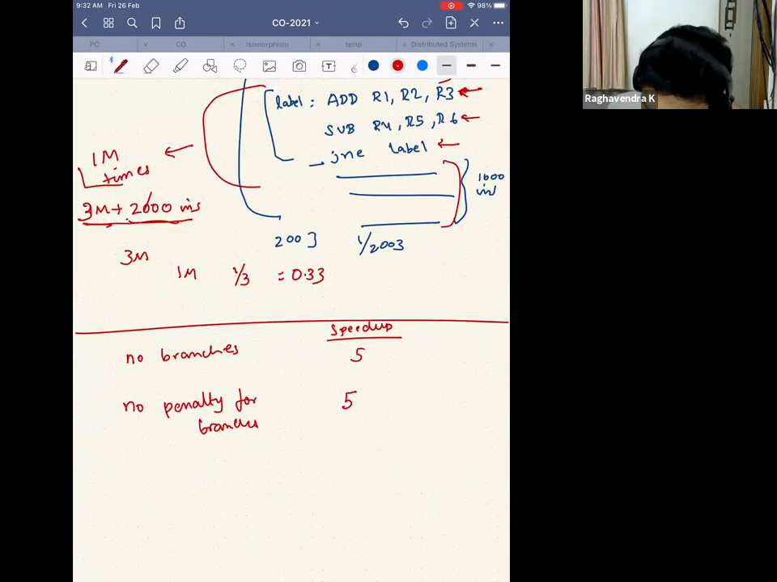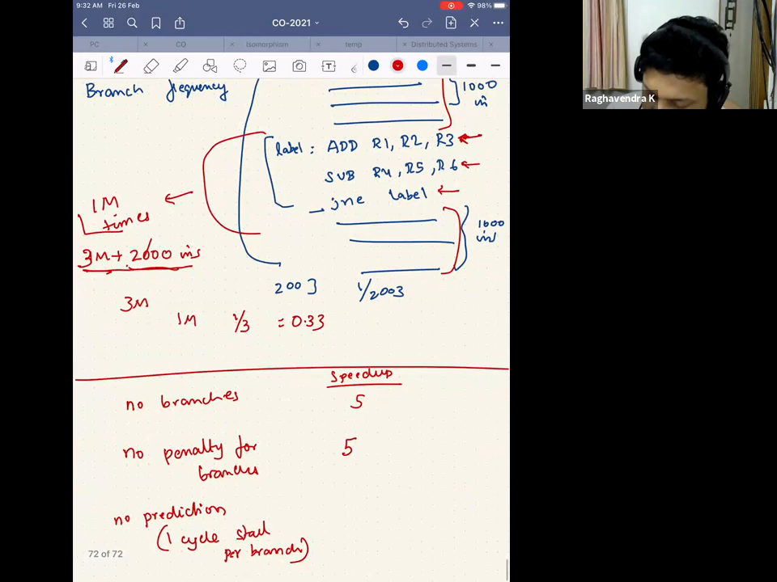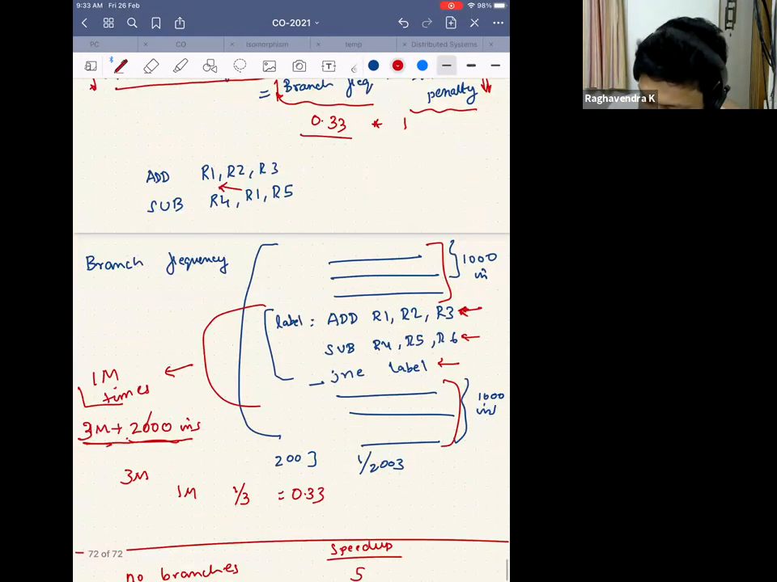Okay. So now we said that we have no prediction, which means that I have 1 cycle stall per branch, right? And this is the instruction stream I have been given. So what will be the speed up? We already calculated that the speed up is 3.76.